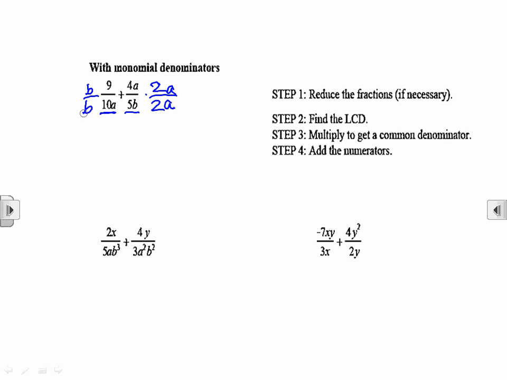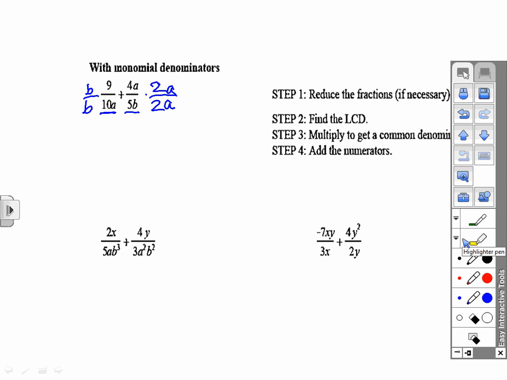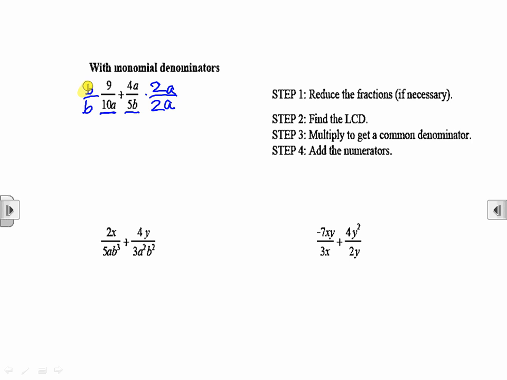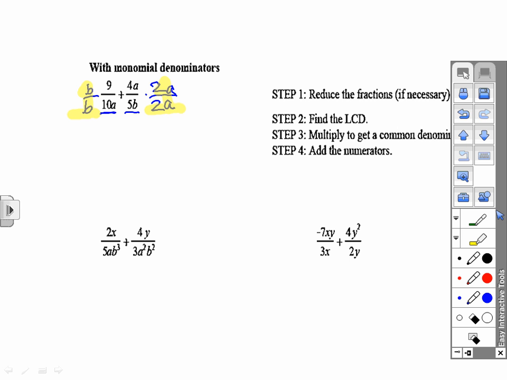And you don't need to write this next part unless it helps. What is b over b? 1. What is 2a over 2a? 1. When I multiply by 1, does it change anything? No. But what will be nice, now that I have done that, is I will have a like denominator.